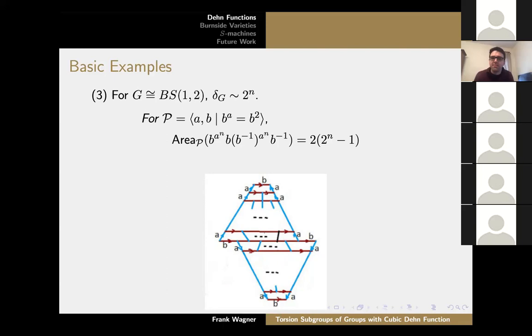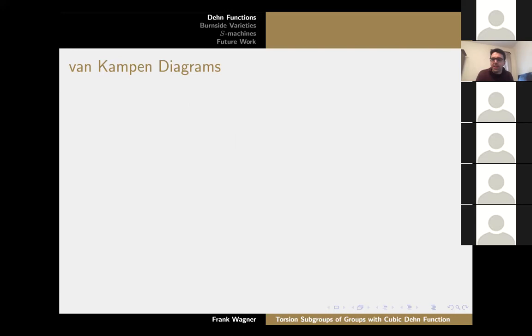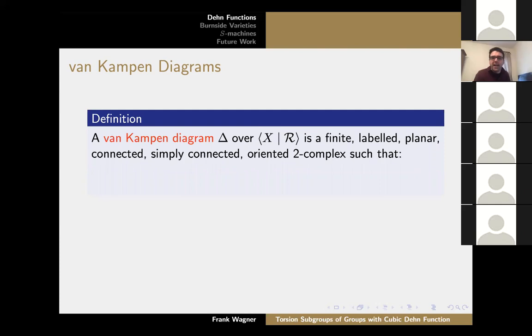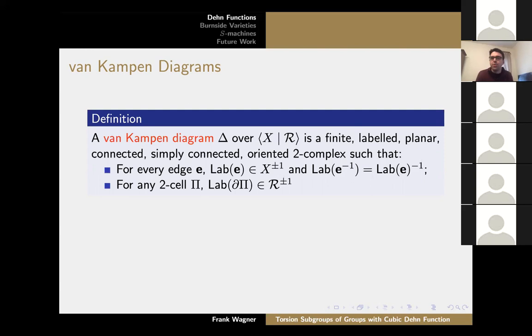All right, so there's some tool I'm using here that I'm not talking about, I'm kind of waving my hands at, which is Van Kampen diagrams. So let's talk about these a little more specifically. A Van Kampen diagram is a finite planar two-complex with some orientation, also equipped with a labeling function, which will label each edge by some element of the generating set, and then also label each two-cell by some relation or a relation's inverse.